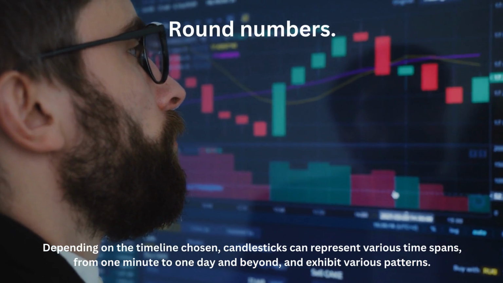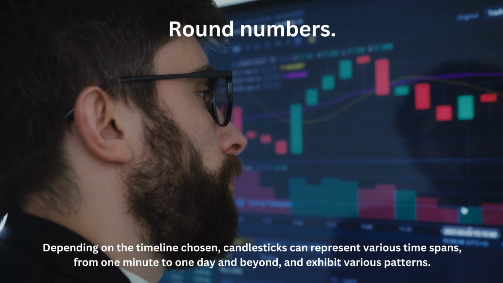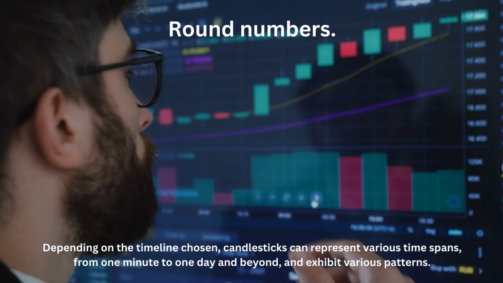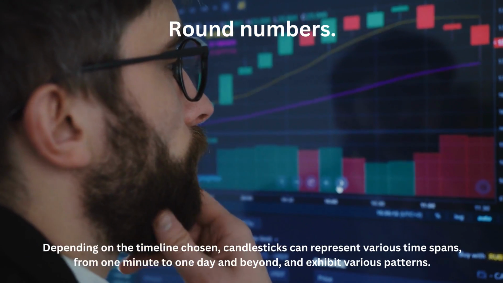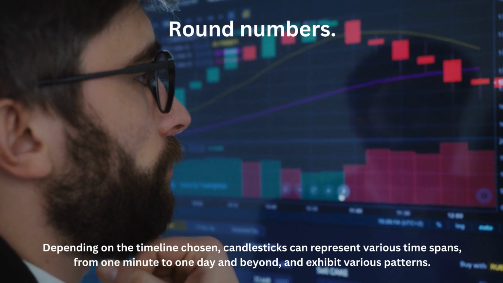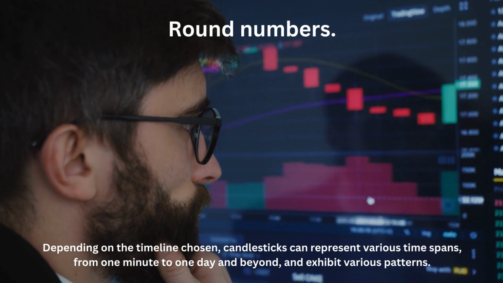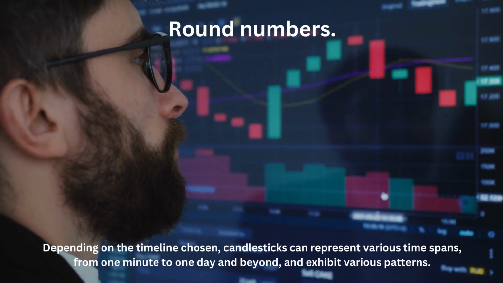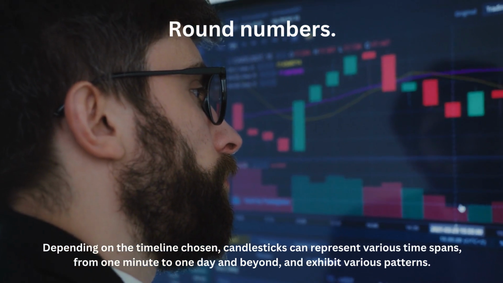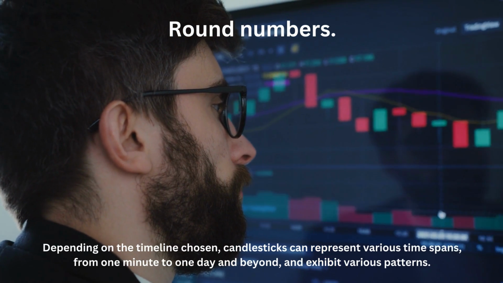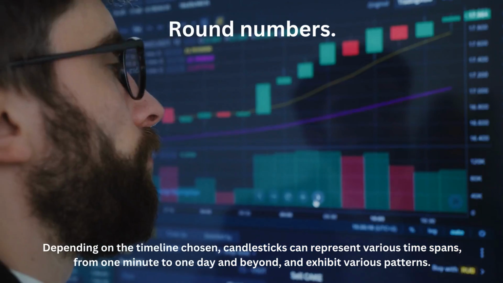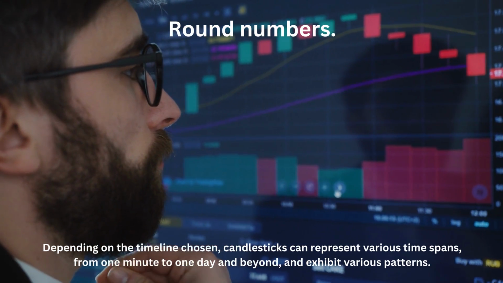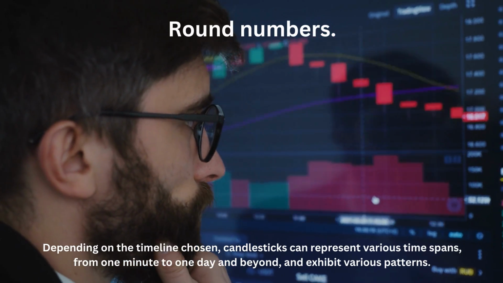What does this have to do with trading cryptocurrencies? Because of their rectangular design and the lines above and or below that resemble a wick, they are known as candlesticks. Depending on the candle's color, the price opened or closed at the widest part of the candle. The price range in which an asset is traded during the course of the candlestick's predetermined period is represented by the wicks. Depending on the timeline chosen, candlesticks can represent various time spans, from 1 minute to 1 day and beyond, and exhibit various patterns.